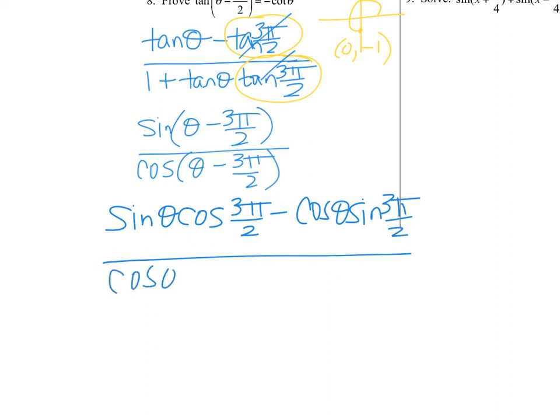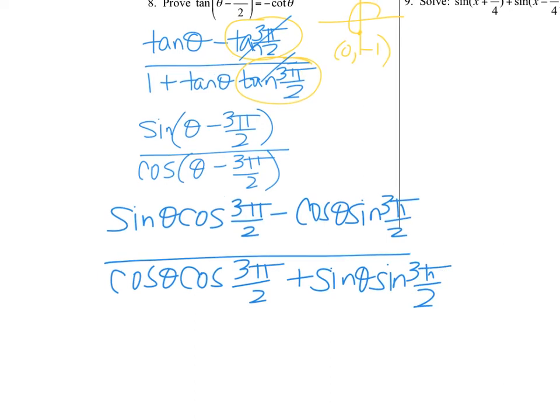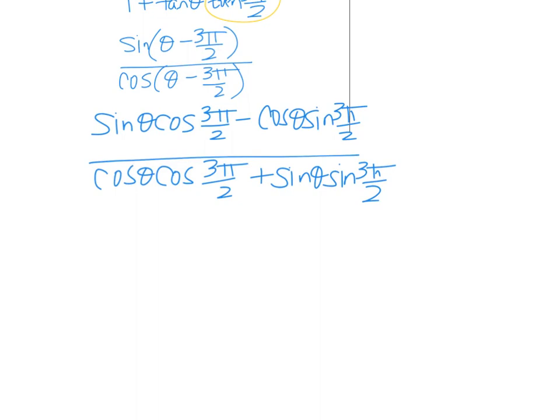So cosine, cosine, change the sign, sine theta, sine 3 pi over 2. Now, that looks like a huge mess, doesn't it? It's pretty bad. But it's all going to turn out pretty good. So let's look at this right here. Cosine of 3 pi over 2. What is the cosine of 3 pi over 2?